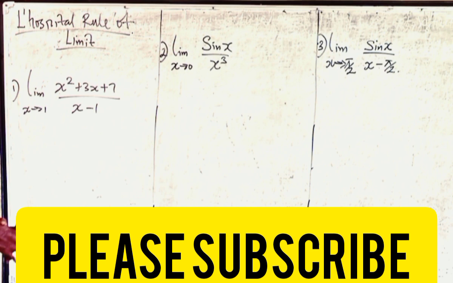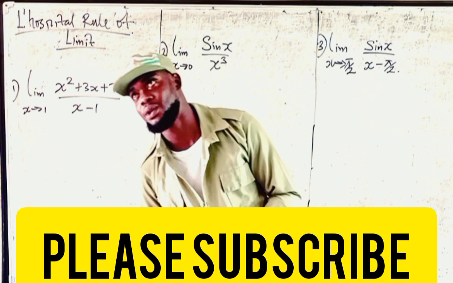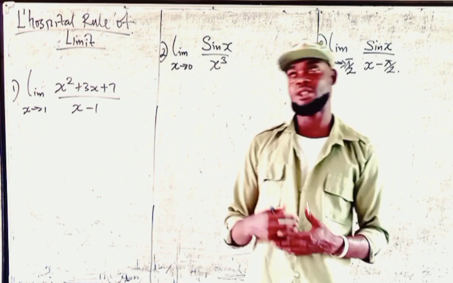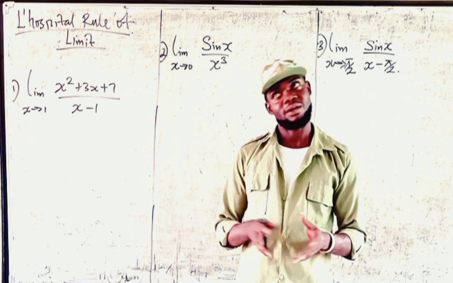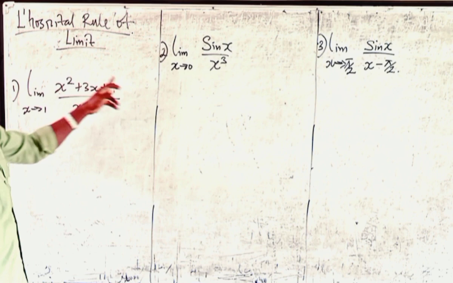Now, what is L'Hôpital's rule? L'Hôpital's rule tells us that if the limit of the function tends to a particular number in which the direct substitution method fails to solve the problem, then you differentiate the numerator and the denominator of that function with respect to the variable that is present in that function. If this one is f of x and this one is g of x, and direct substitution was not able to resolve the issue, the next thing is f prime of x all over g prime of x.